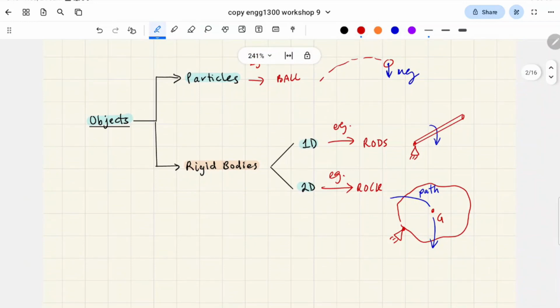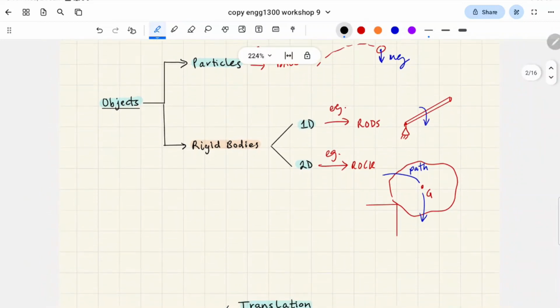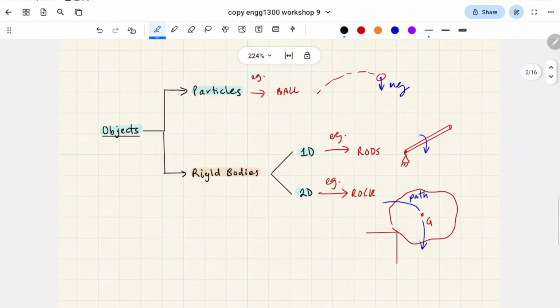By the way, in real life, this pin support might actually just be the edge of a cliff or something like that, that would stop the X and Y components for your reactions, but it wouldn't stop the rotation. So that's an example of what that might be for the mining engineers out there.